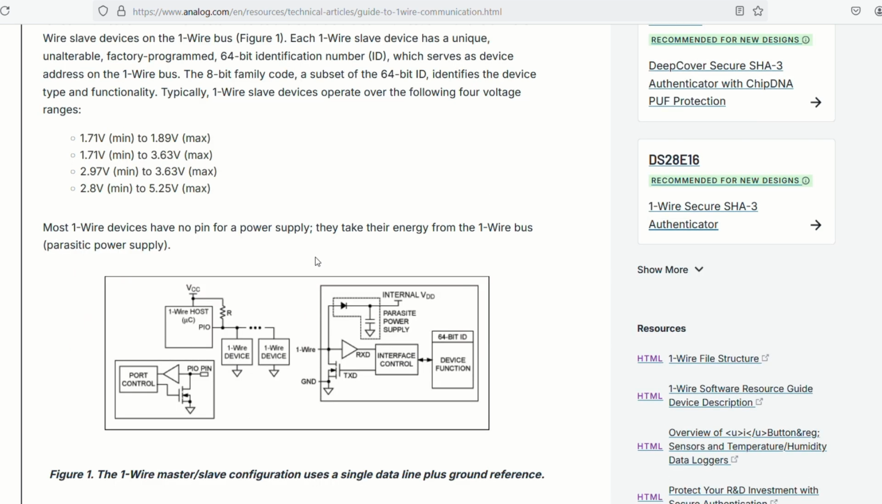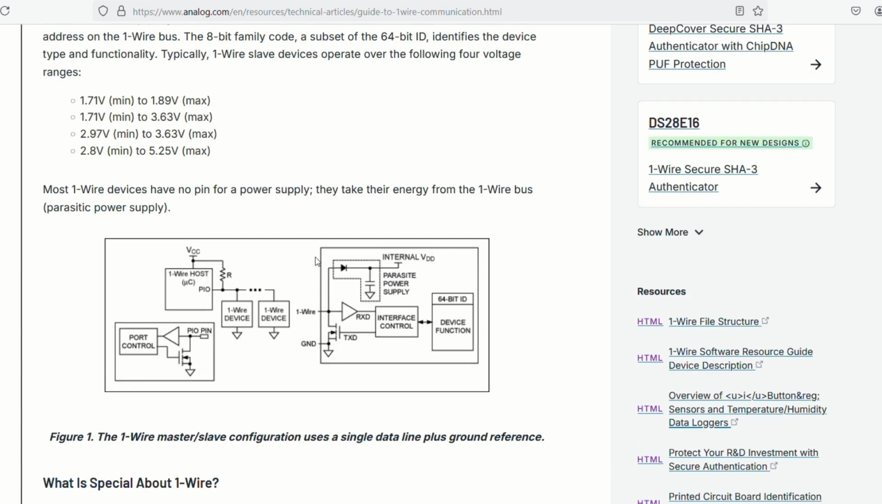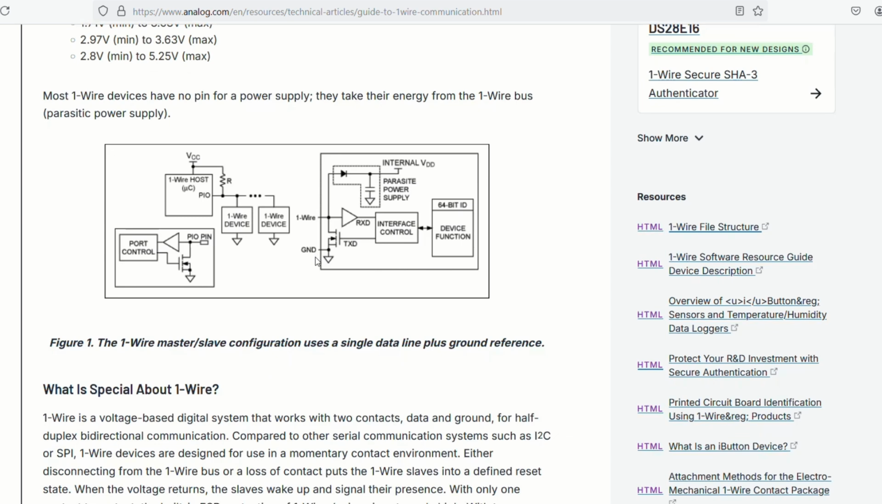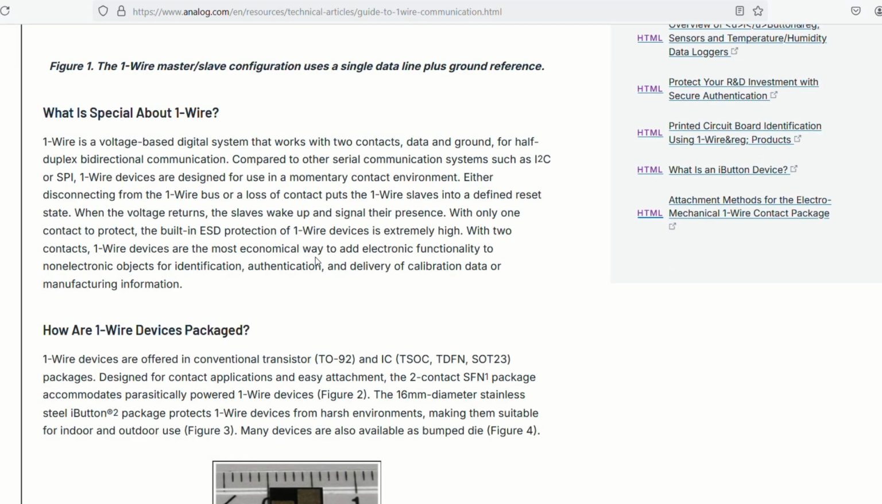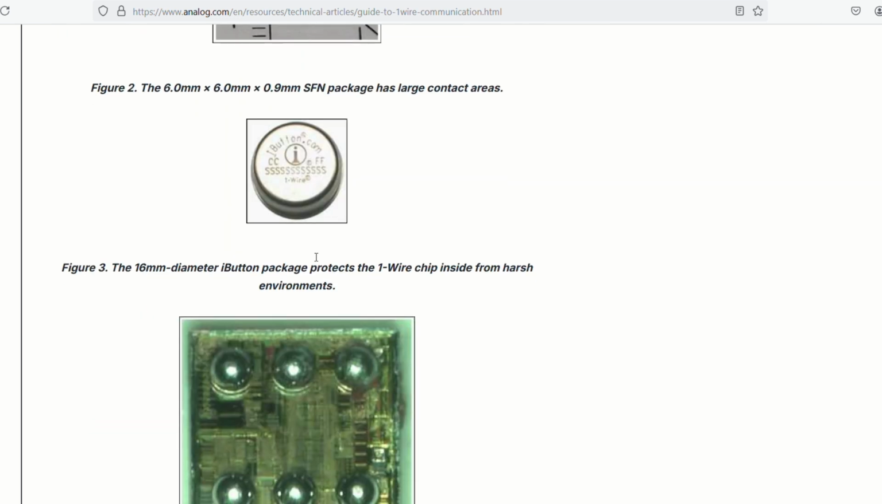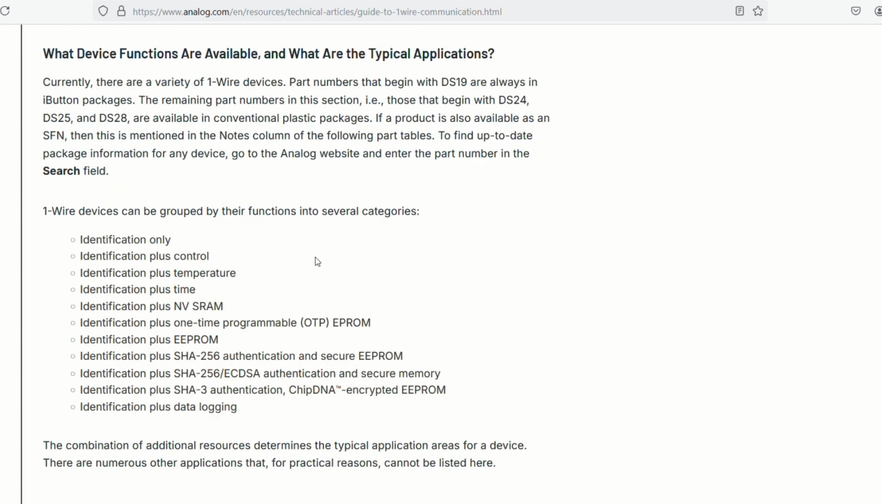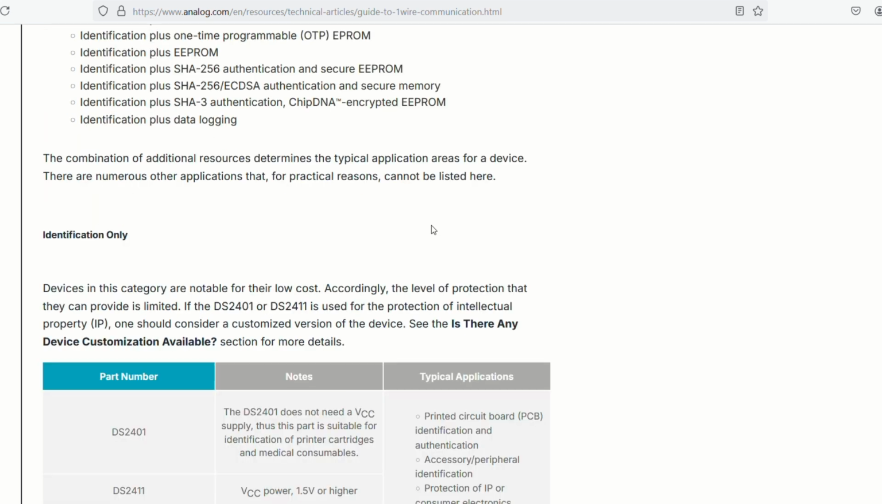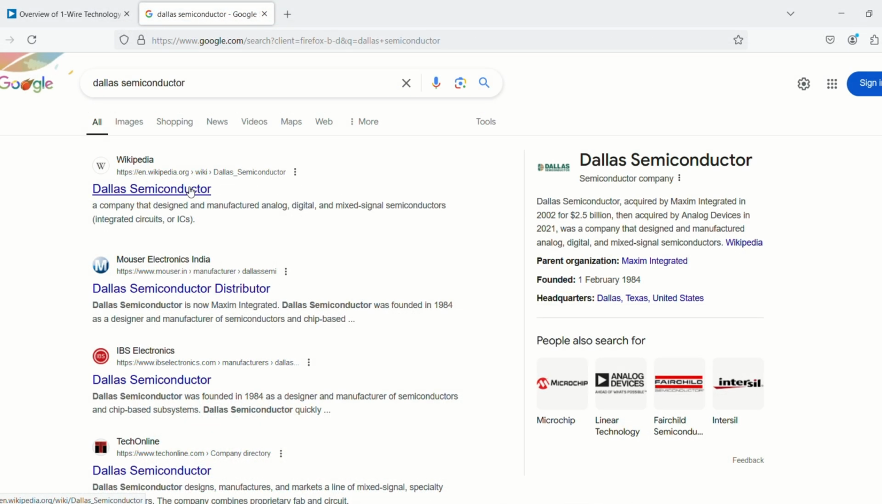So let's begin. One wire is a very simple protocol which was earlier developed by Dallas Semiconductor, and the name specifies itself. It uses one wire for data, and it's basically a bidirectional protocol but half duplex. That means at a time only one, either master or slave, can communicate. You can read about it more online at any available website.